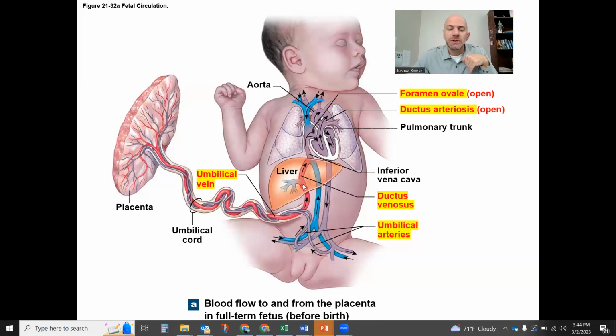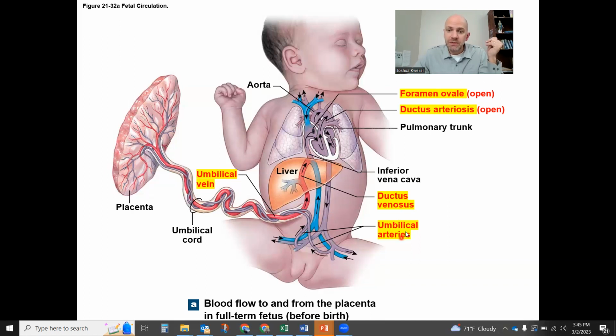The other one that you will see here highlighted in yellow is the ductus venosus. Ductus venosus is where the umbilical vein, which is bringing that red oxygenated blood into the fetal circulation, makes this connection between the hepatic portal system and going right into the inferior vena cava. Ductus venosus does that because it's bringing in that fresh oxygenated blood.